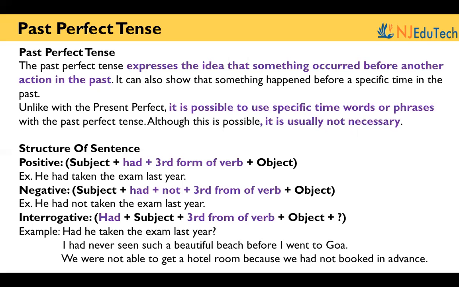And if it's a negative sentence, subject followed by had, then not, and then the third form of verb plus the object, which means he had not taken the exam last year. So as you all know, in a negative sentence, not is always there. And when it comes to an interrogative sentence, had plus the subject plus the third form of verb plus the object, followed by a question mark. Had he taken the exam last year?